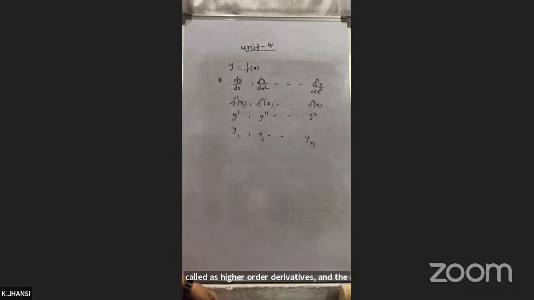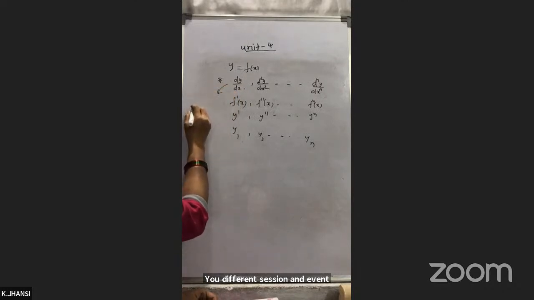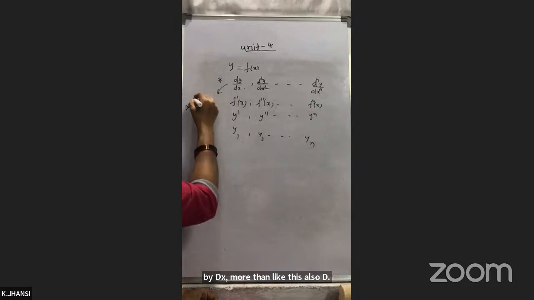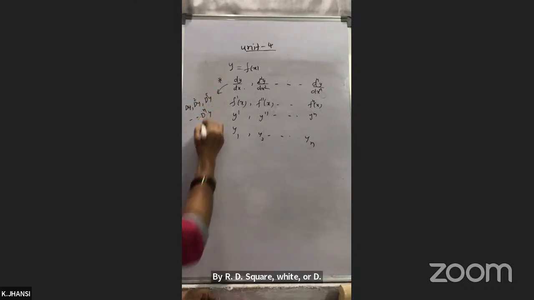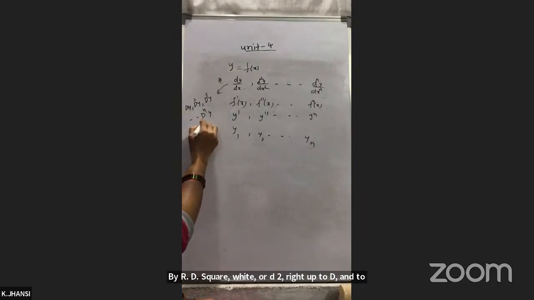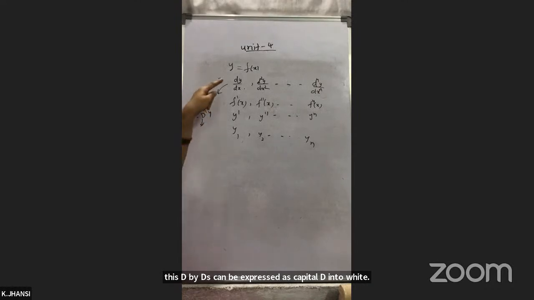And even we'll write this one dy by dx, it has also d square y or d cube y up to d^n y. This D is called a linear operator. Even this dy by dx can be expressed as capital D into y. Then next D square y, D cube y, D to the power of n y. That means 1, 2, 3, 4, 5 methods we can write the differentiation in any form.